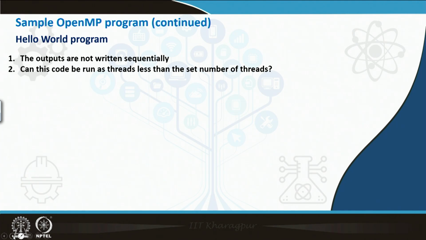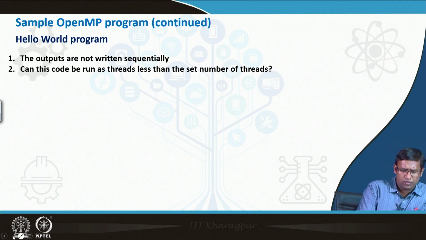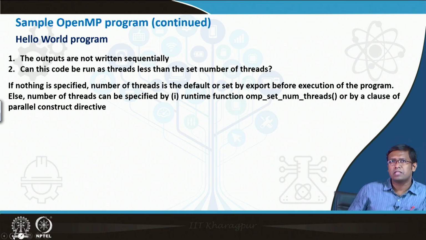Can this code be run with fewer threads than the set number of threads? We have noticed that before running the threads, we executed the OpenMP environment setting, OMP_NUM_THREADS equal to 8 or 5. Can we run it with a different number of threads? We can see a simple example. If nothing is specified, the number of threads is the default or set by export before execution of the program. Else the number of threads can be specified by the runtime function omp_set_num_threads or by a clause on the parallel construct directive.